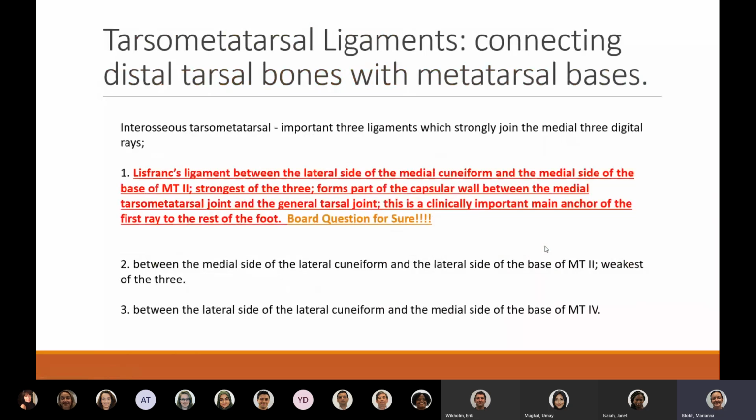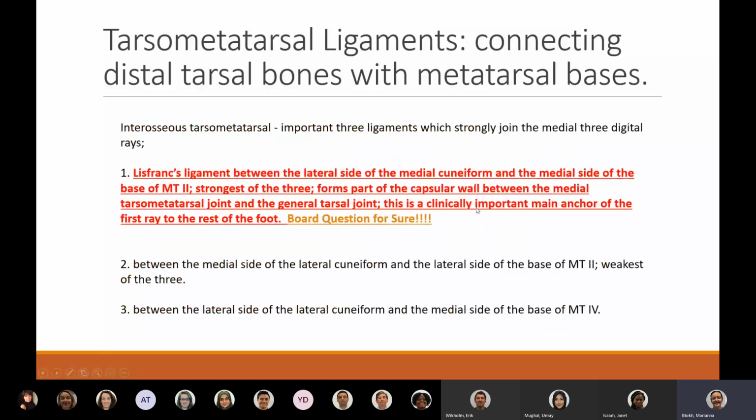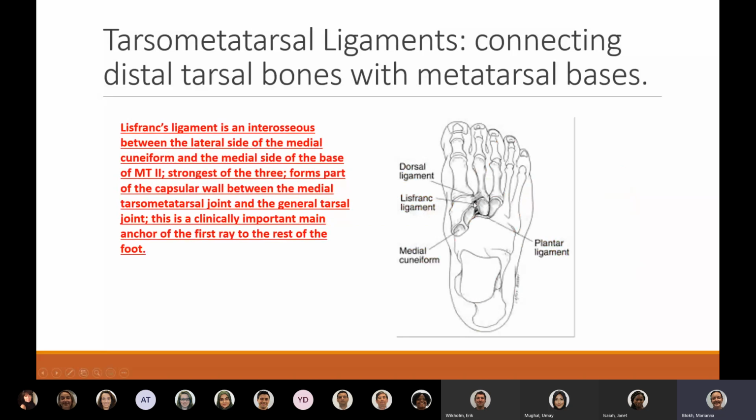That's a very important point. Lisfranc's ligament. This has been a question on every boards forever. Please know how it orients itself and where it's located. Lisfranc's ligament is an interosseous ligament. It runs from the lateral side of the medial cuneiform to the medial side of the base of the second metatarsal. It literally asks you the orientation and attachment points of the Lisfranc ligament.